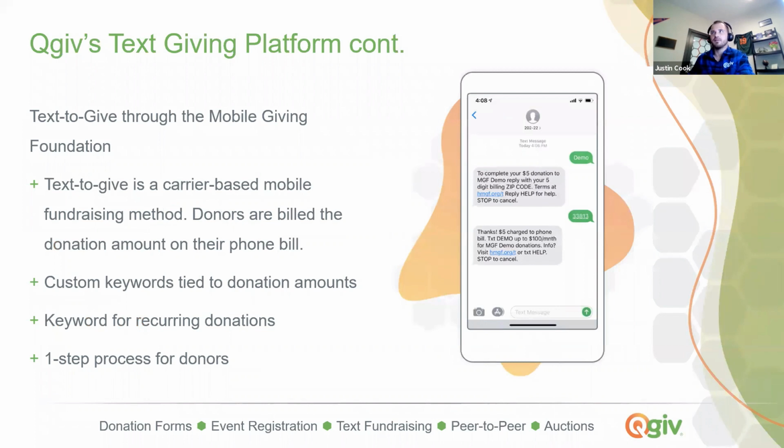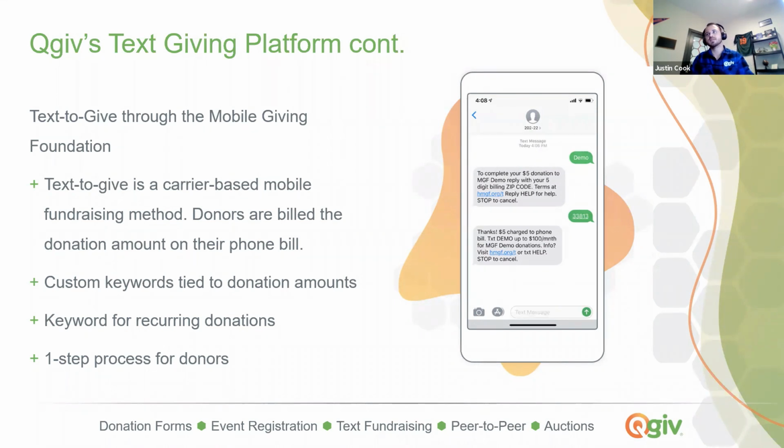We also have what's called text to give. Text to give is the bill to carrier option. While text to donate is the form-based option where they text in the keyword and the short code and receive a text message to complete their donation on a specific donation form, text to give is the bill to carrier method.